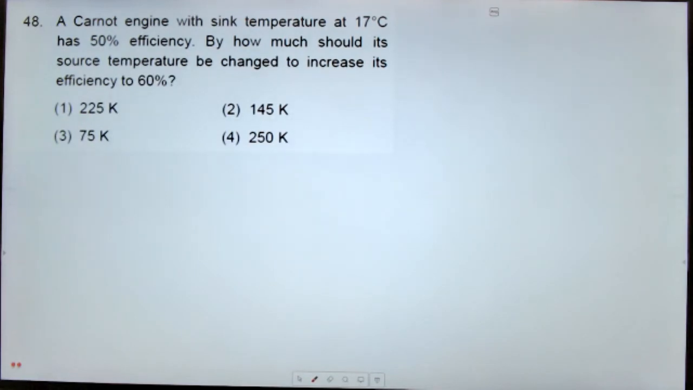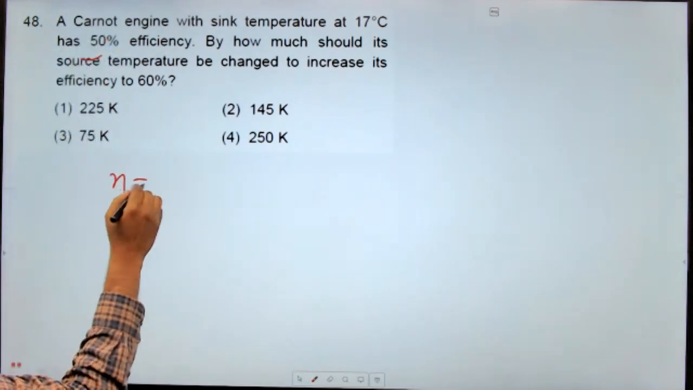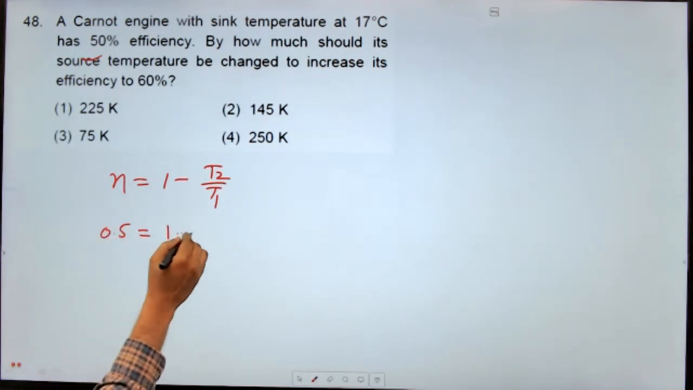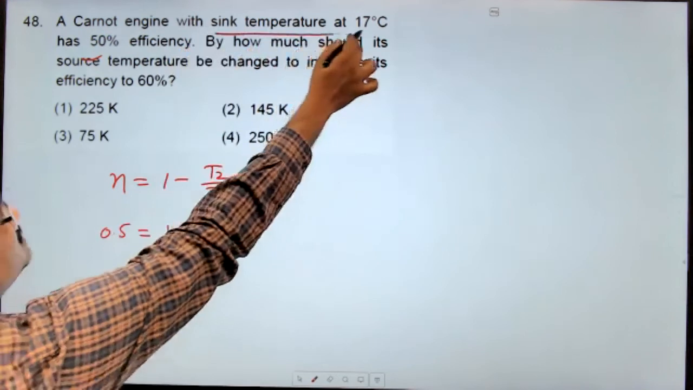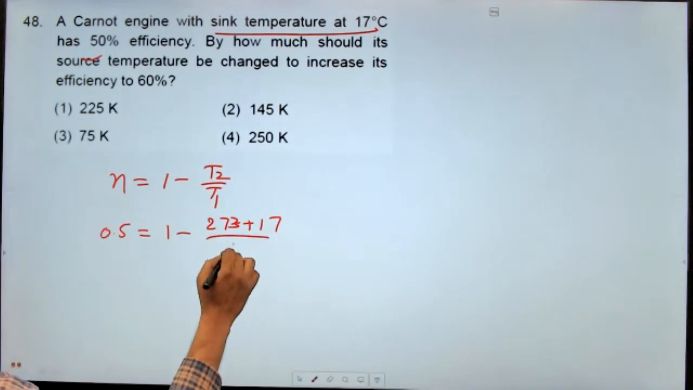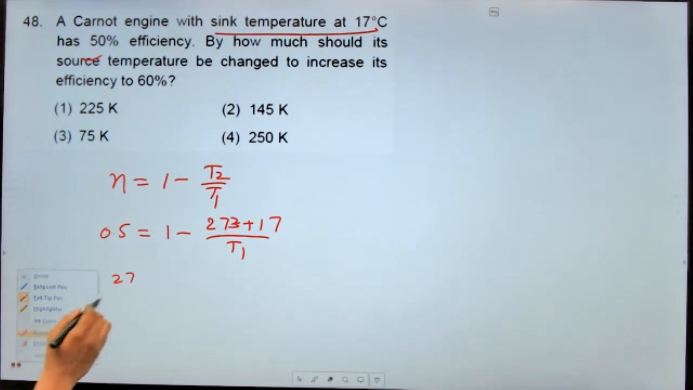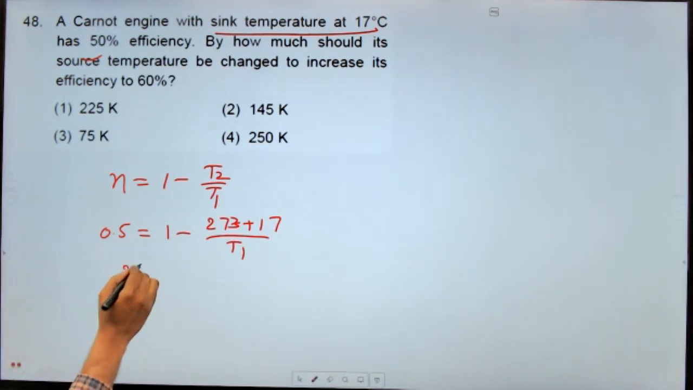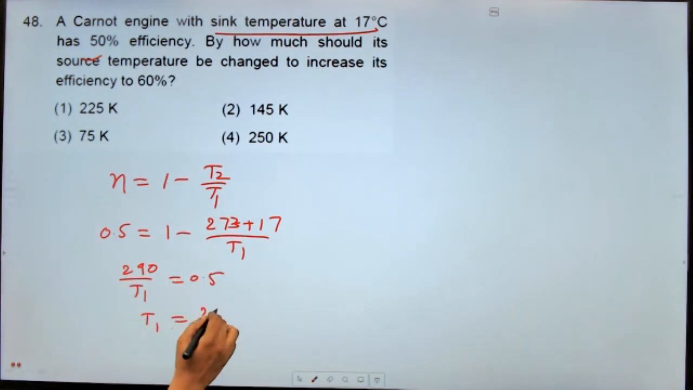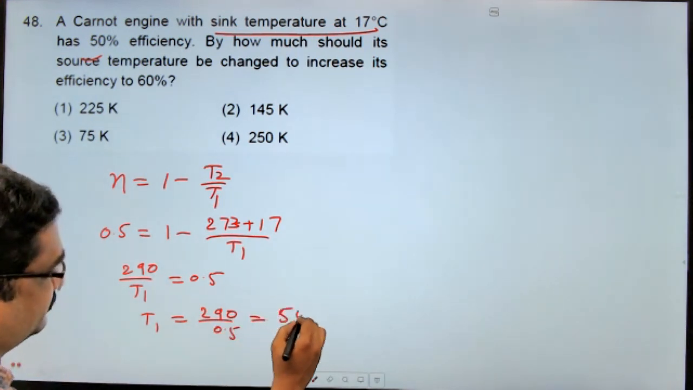Next one. A Carnot engine whose sink temperature is 17 degrees has a 50% efficiency. So what is the formula for efficiency? 1 minus T2 by T1. Substitute the values. 50% means 0.5 equal to 1 minus T2 value, sink temperature 17, that means 273 plus 17 by T1. Now solve this further. So 273 plus 17, how much it is? 290. 290 by T1 equal to 0.5. So T1 equal to 290 by 0.5. How much it is? 580.